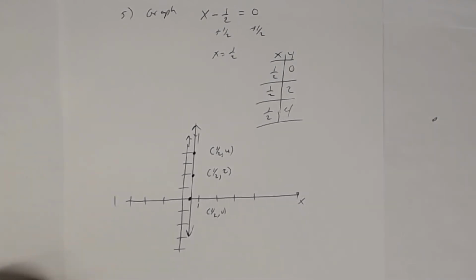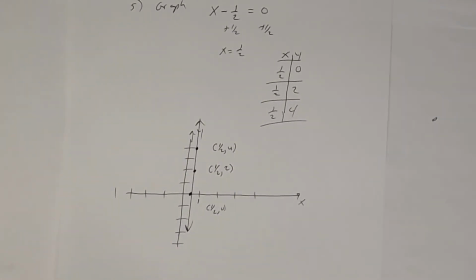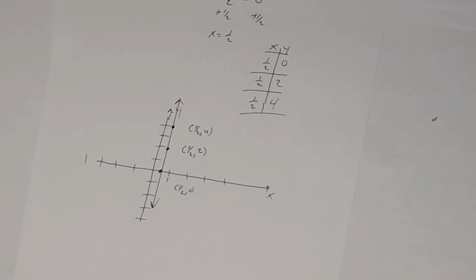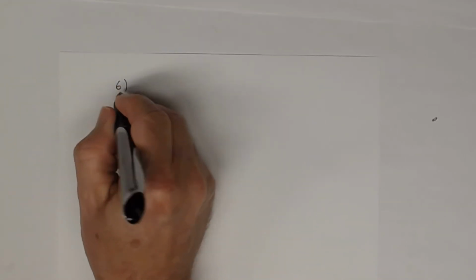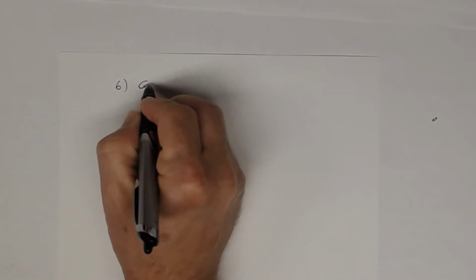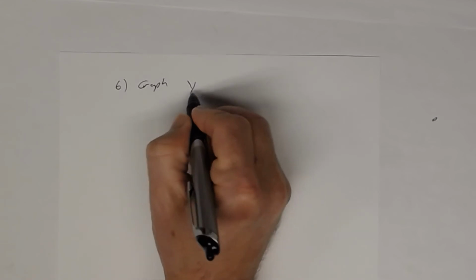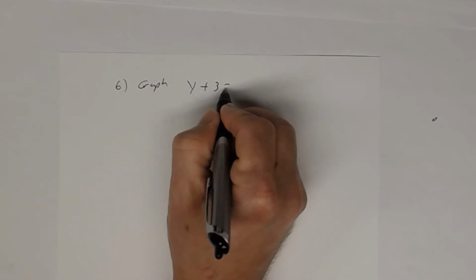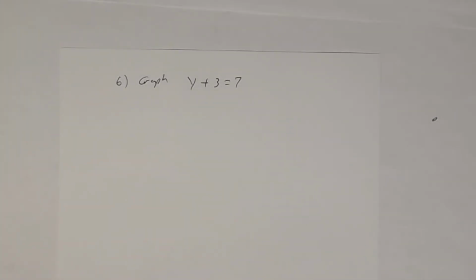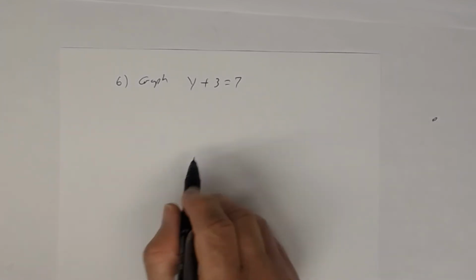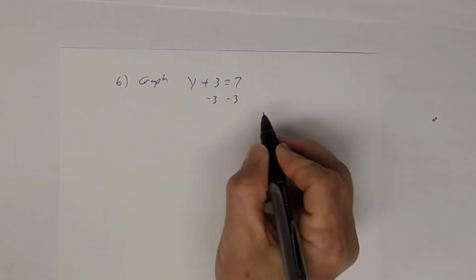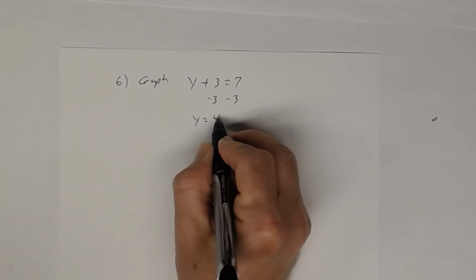All right, now I want to do one more just to show you something, just in case you see this. So number 6, let's suppose you want to graph y plus 3 equal 7. All right, don't make it difficult. There's no x value. You just see a y. So just like we did before, you want to get y by itself. So you're going to subtract 3 from both sides. So you get y equal 4.